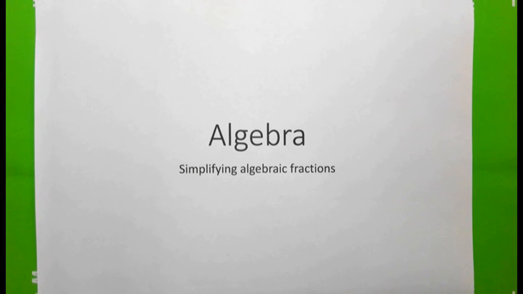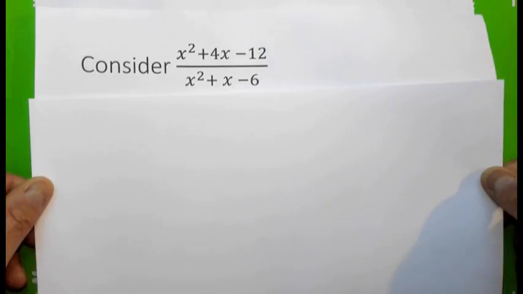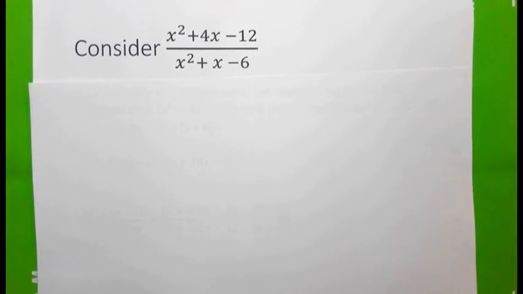In this lesson, we are actually going to look at how to simplify algebraic fractions. What is actually an algebraic fraction? It is just a fraction, but the numerator and denominator, both of them are made up of algebraic expressions. So, this is one of the examples. x squared plus 4x minus 12 divided by x squared plus x minus 6. How do we simplify it?